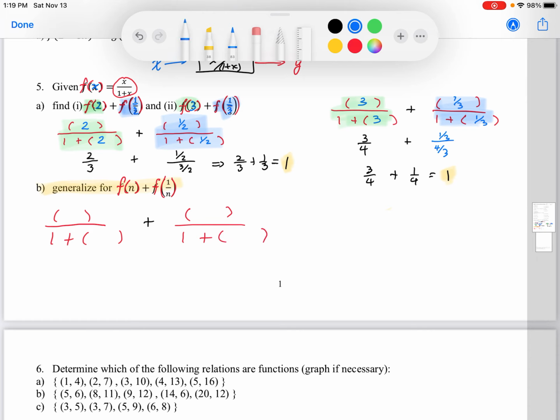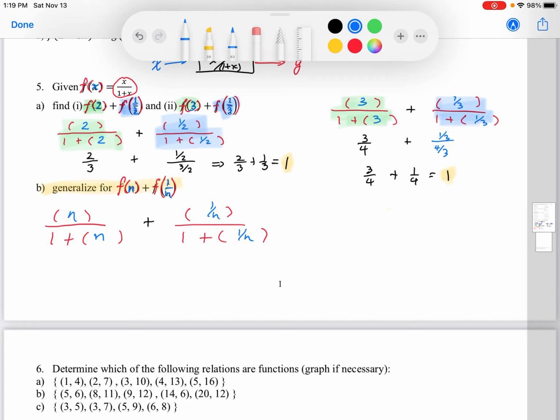What's different in those two expressions is, in this one we are putting n in, and in this one we are putting 1 over n into the expression. Okay, so we've now done our f of x substitution. We've applied function notation. We just need to simplify this.